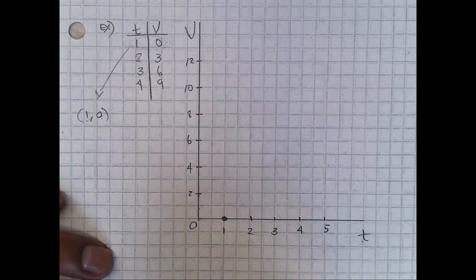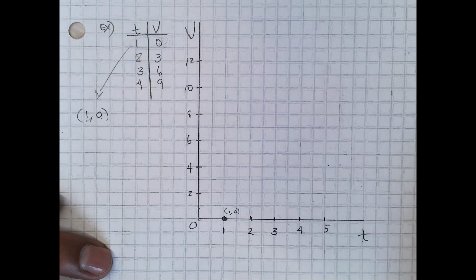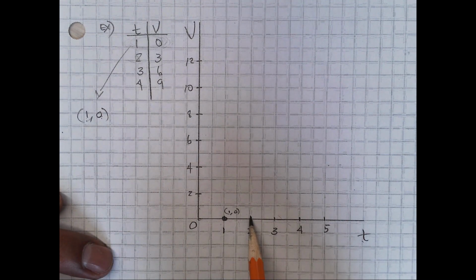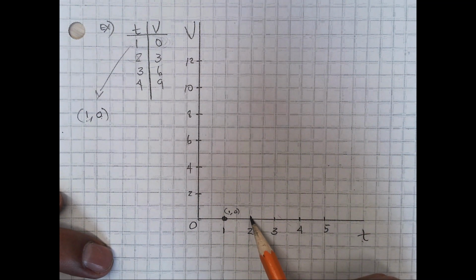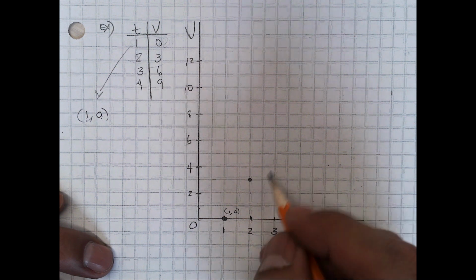Okay, so I will label this. I could even label this 1, 0 if you want. What about the next value, 2, 3? Well, if it's 2 on the t-axis and 3 on the y-axis, I'm going to look for 3 on the y: 1, 2, 3 is right here. This is actually 2, 3.